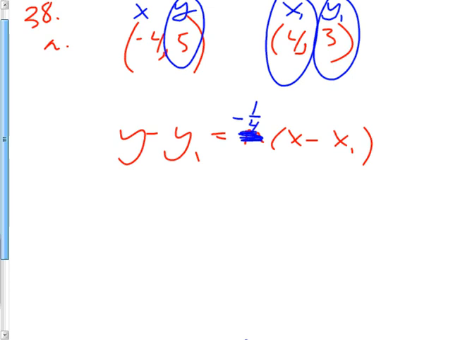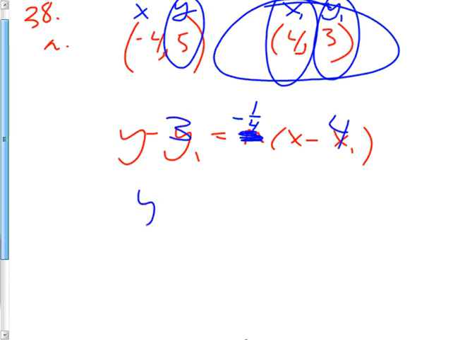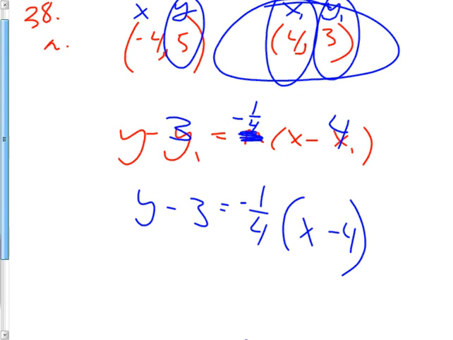And now I just have to put in one of my 2 points. Put in either one you want. It doesn't matter. I'd probably pick this one because the numbers are positive. So I put in x is 4, y is 3. y minus 3 equals negative 1/4 times x minus 4. There's an equation that has the point in it and the slope in it.